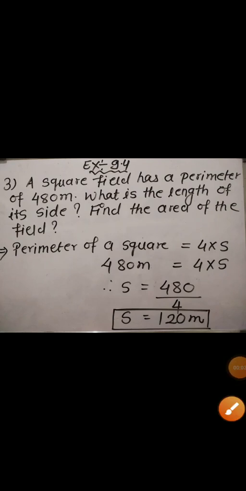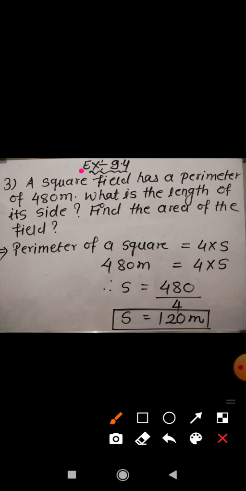Students, in this video I am going to explain the third and fourth word problems of exercise 9.4. Now see the third question. A square field has a perimeter of 480 meter. Then what is the length of its side, and find the area of the field? See, in this question we are given the perimeter of a square field which is 480 meter, and we are asked to find out the length of its side and the area of the field.